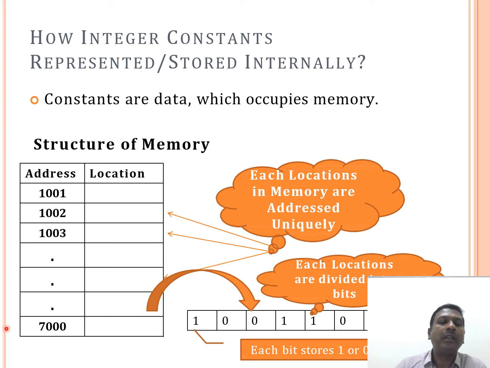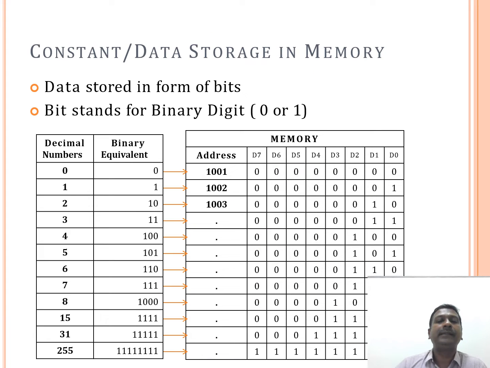So this is how the memory is being organized, and all our information gets stored in this memory. Now let us see how this integer data is going to be stored into the memory. So here if I take integers 0, 1, 2, 3, 4, and so on, this data will be converted into its binary equivalent. Every decimal number will be converted into a binary equivalent, which is in terms of zeros and ones. My computer can understand only zeros and ones.